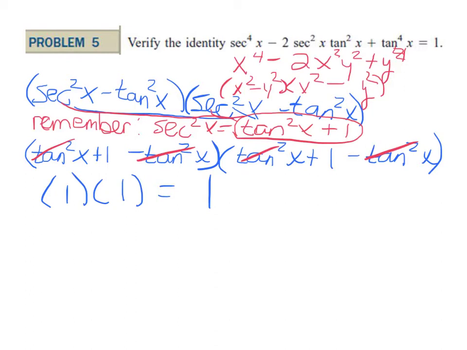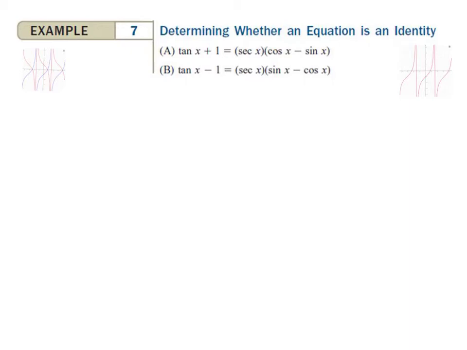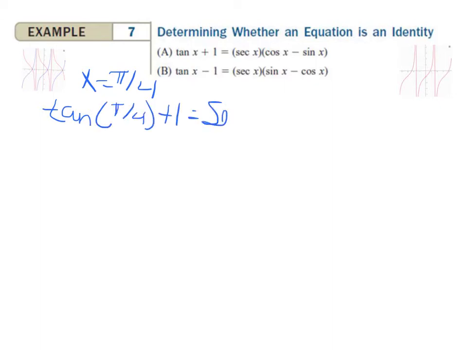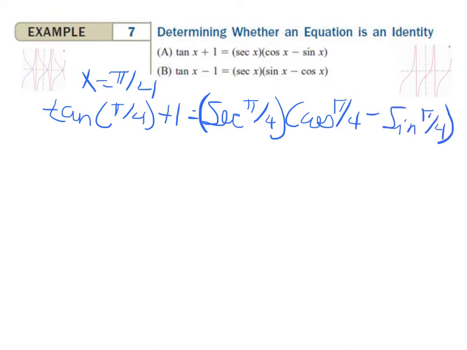The trick about this one was to remember that secant squared x is equal to tangent squared x plus 1. So I just replaced my secant squared x's with tangent squared x plus 1. Okay, these problems get a little tricky. So if you think about A, let's say x equals pi over 4. So I've got the tangent of pi over 4 plus 1, and I've got the secant of pi over 4, and then the cosine of pi over 4 minus the sine of pi over 4. Tangent of pi over 4, don't forget your triangle, is 1 and square root of 2 for a 45-degree angle. So the tangent is going to be the opposite over the adjacent plus 1.